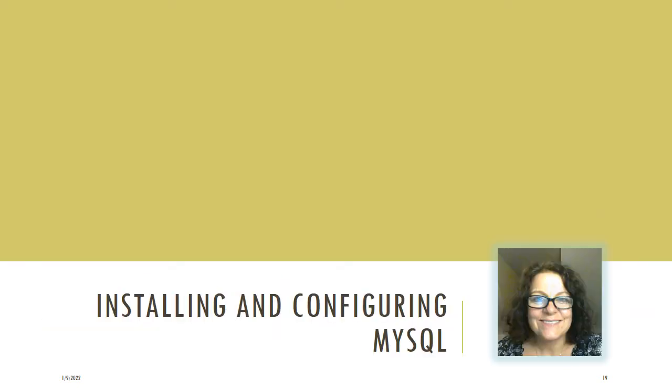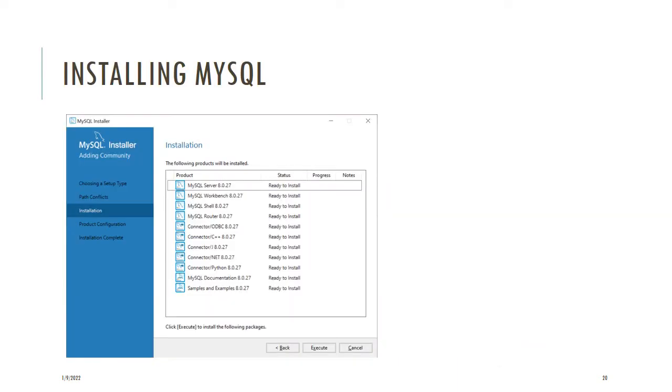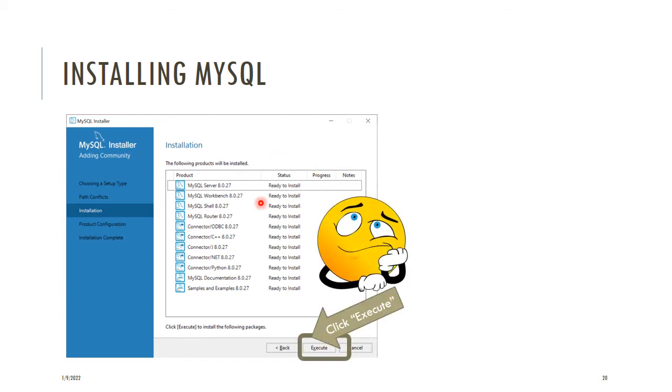You may have noticed that all we've done until now is downloading the executables. Now we can actually start installing and configuring them. We have finally reached the actual installer screen. Be sure to check again that MySQL Server and MySQL Workbench are ready to install, and then click on Execute, and you may have guessed it, wait.